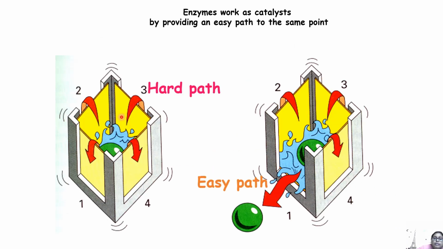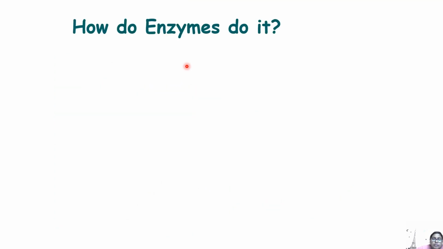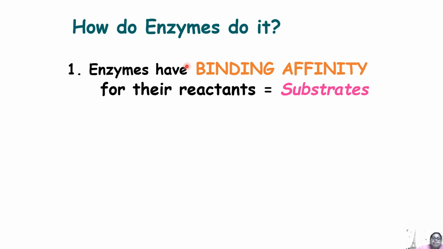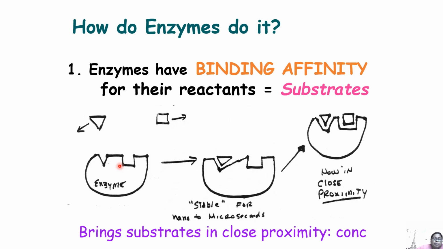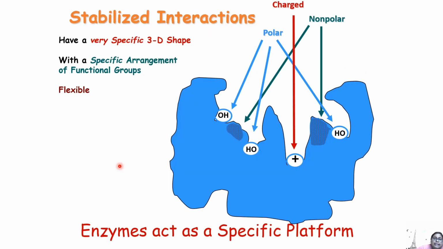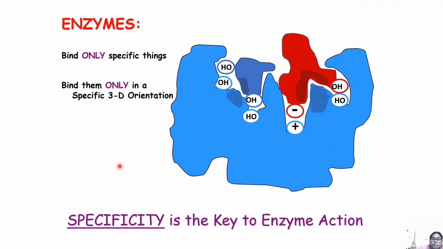So enzymes work as catalysts by providing an easy path to the same point, correct? So how do enzymes do it? Enzymes have binding affinity for the reactants, such as substrates. So if this is an enzyme, it will have a binding affinity for a specific substrate, correct? It will bring substrates in close proximity, and there will be stabilized interactions. They will have a very specific 3D shape with a specific arrangement of functional groups. So enzymes will act in a specific pattern. Also, they will bind only specific things, and bind them only in a specific 3D orientation. So specificity is basically the key to enzyme action.